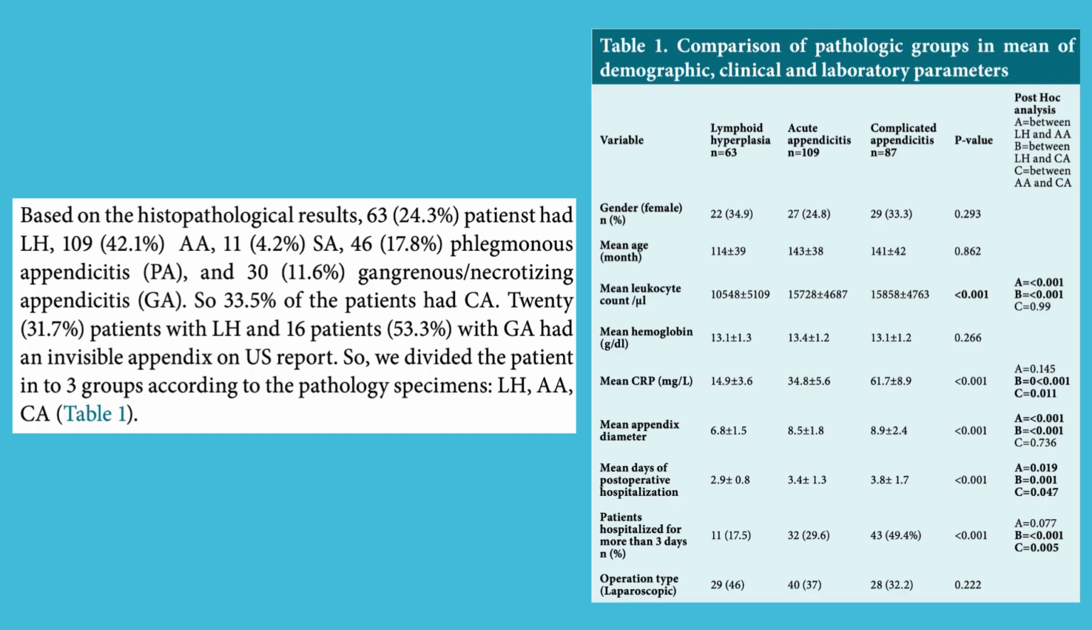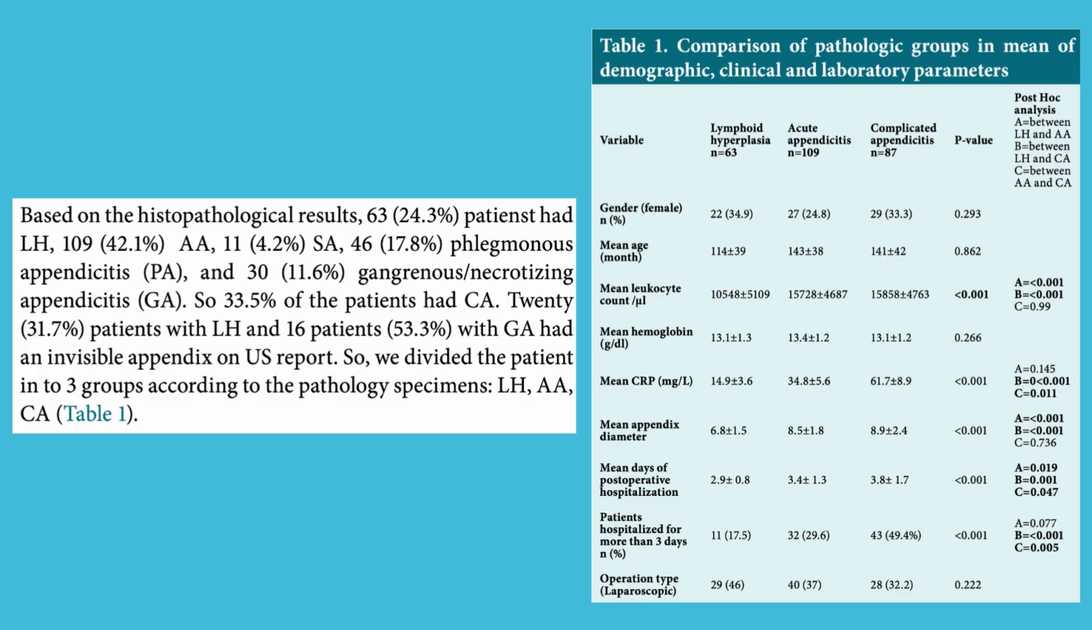Based on the histopathological results, 63 patients (24.3%) had LH, 109 (42.1%) AA, 11 (4.2%) SA, 46 (17.8%) phlegmonous appendicitis, PA, and 11.6% gangrenous/necrotizing appendicitis, GA. So 33.5% of the patients had CA.